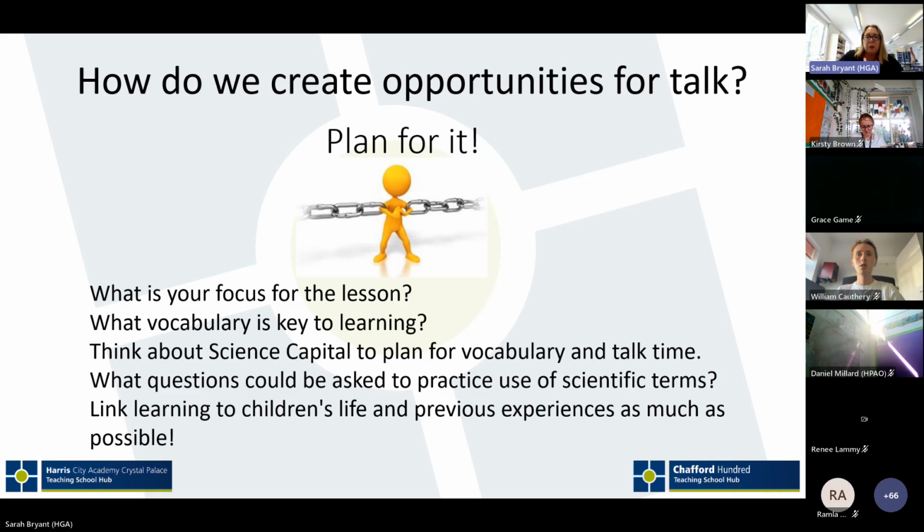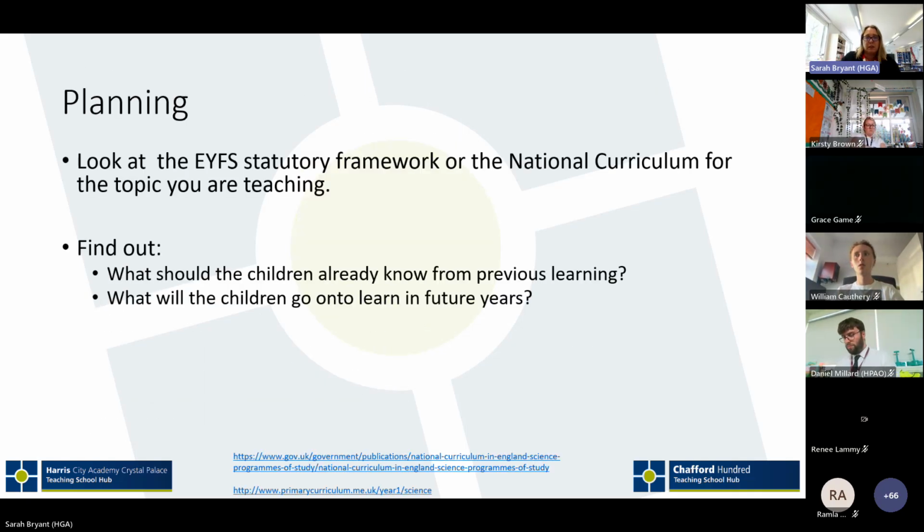So you need to think about what the focus of your lesson is. You need to think about going back to those 3 to 4 key vocabulary words you want the children to be utilising. You need to think about science capital to plan for vocabulary and talk time, and what questions could be asked to practice those scientific terms. I would always say link the learning that you're doing in the classroom to children's real life experiences as much as possible, both past and current experiences.